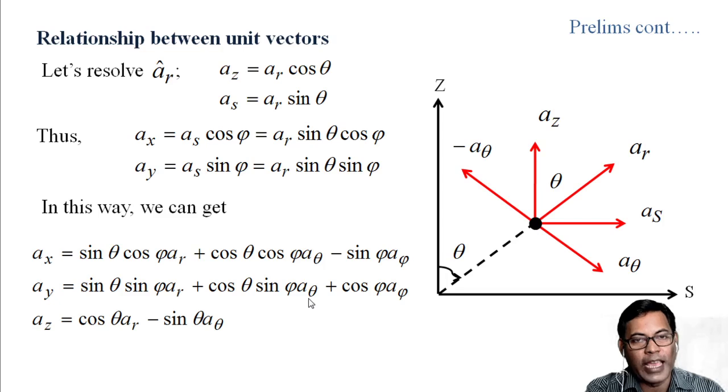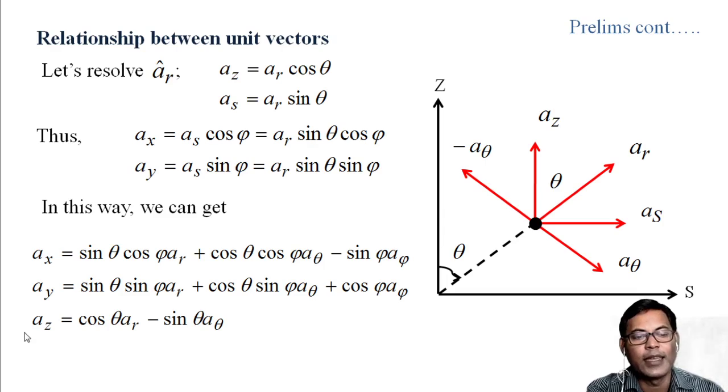Now the component of a_theta along the y direction, same way the component of a_theta along a_s will be a_s cos theta. Now a_s cos theta means here a_s is a_r sin theta. So from that we can find out a_theta, a_theta cos theta sin phi. And the component of a_phi along the direction of y, that will be plus cos phi a_phi.